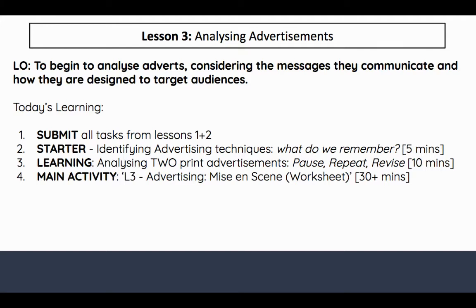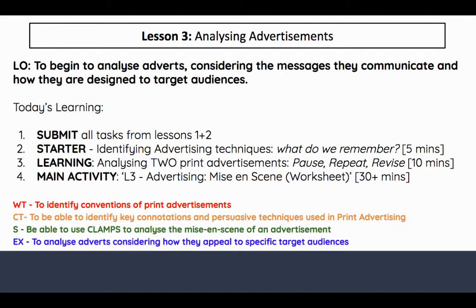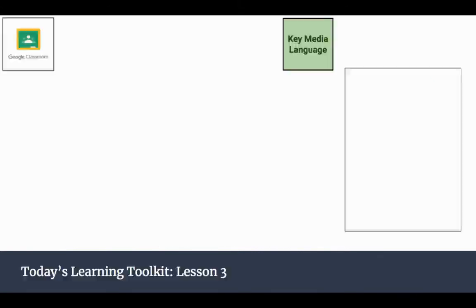Your main activity today is the advertising mise-en-scène worksheet, which is on your Google Classroom. Now, for a quality piece of work, I would suggest you spend about 30 or so minutes to get that finished and submitted. So that's what your lesson looks like today. It gives you plenty of time to also make some notes and add anything you need throughout the learning. At the bottom here are your key progress indicators that we discussed in lesson 1. Feel free to pause the video if you need to refresh your memory on those.